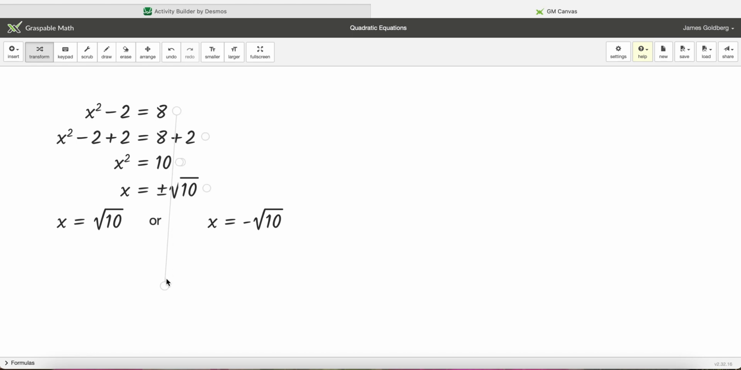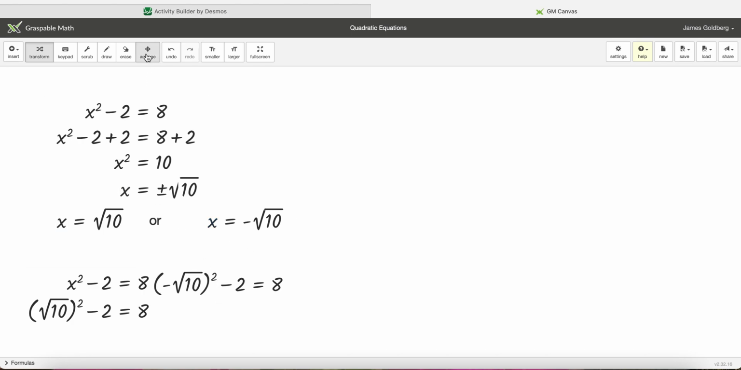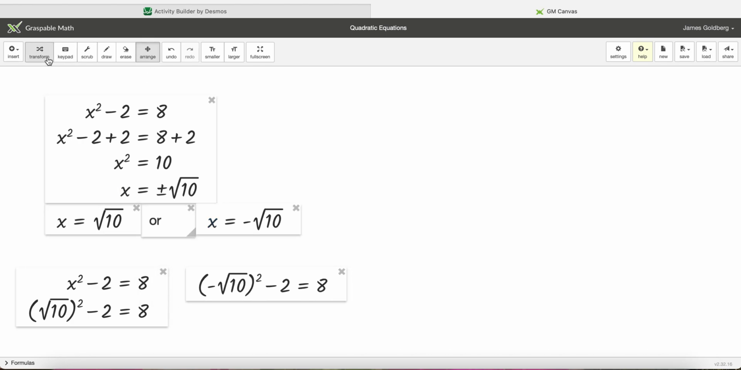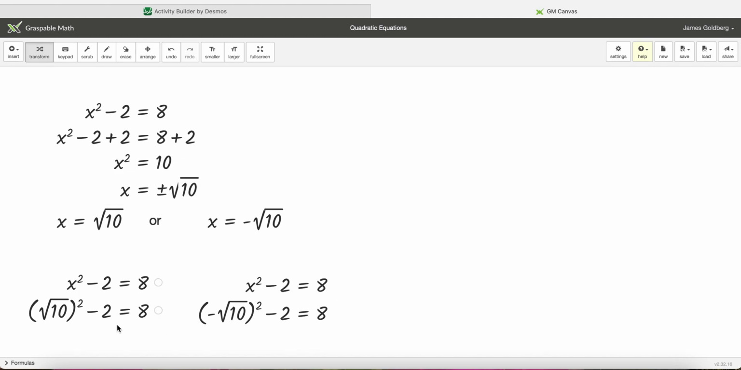And I'd always love for you to see very clearly that those are the values that make the equation true, right? So in Graspable, you can plug them in super quickly. No reason to not check your work. So this right here is 10. Boom. This is also going to be 10, right? Because we're squaring the negative, so we end up getting 10 also. And so 8 equals 8.